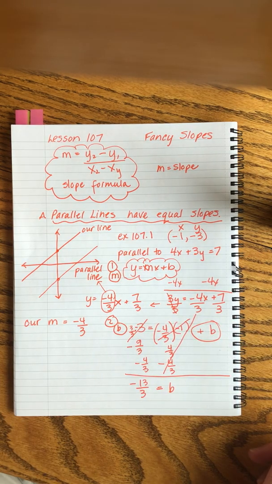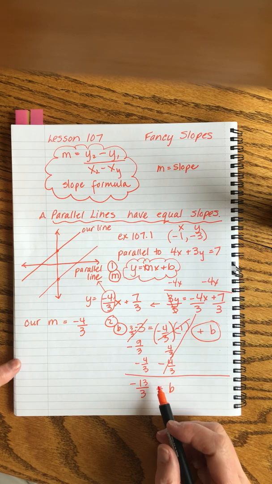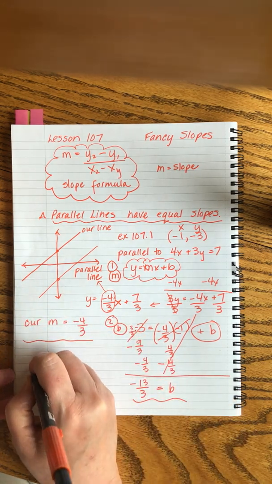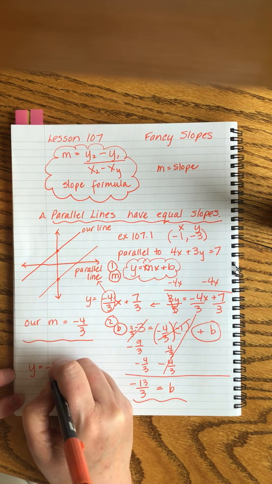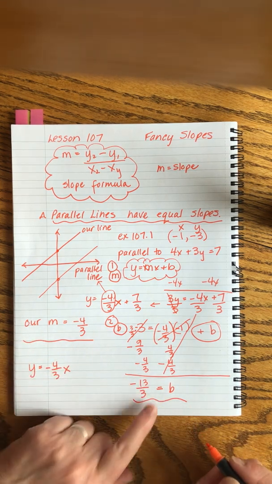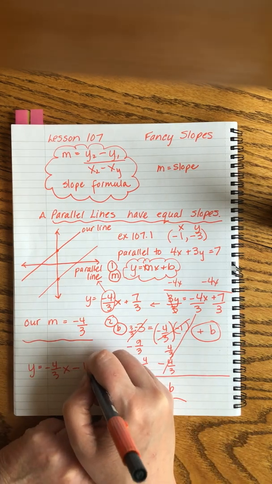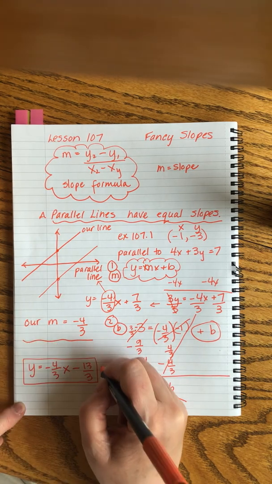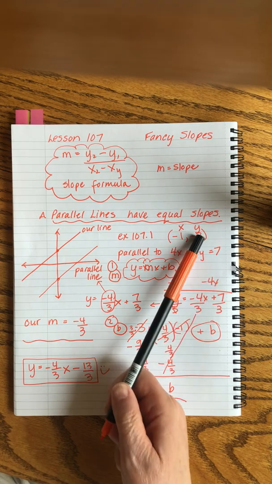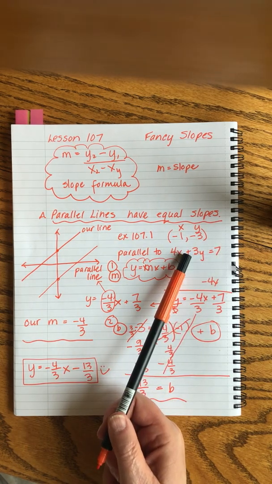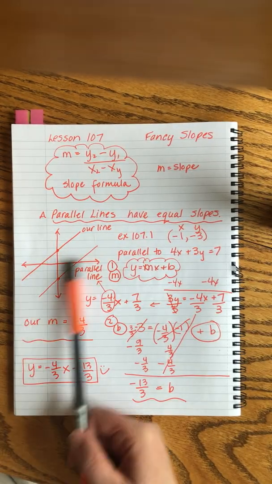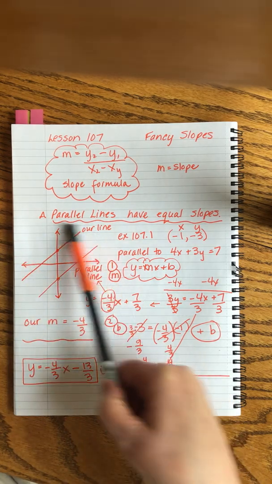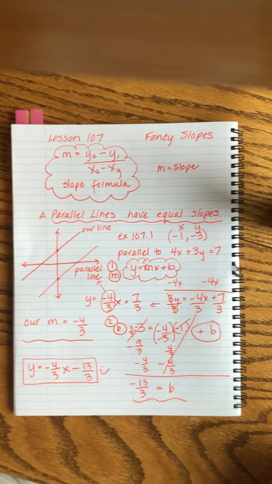And so now we know our m and our b, so we can write y equals minus 4/3 x minus 13 over 3. That is the equation of our line, which goes through that point and is parallel to that line. Probably doesn't look like this because this is a negative slope, so we know it's going downhill. But that was just to help us with our thinking.